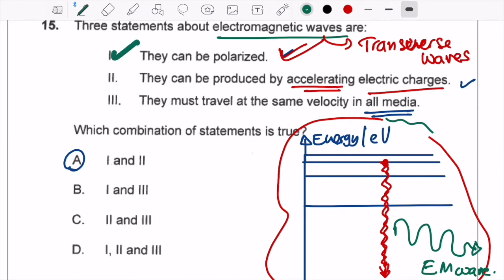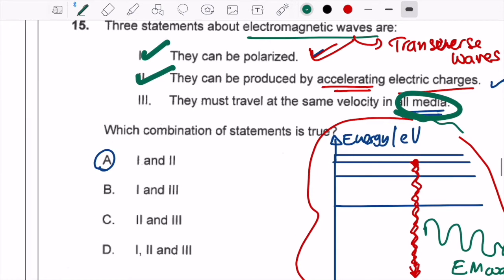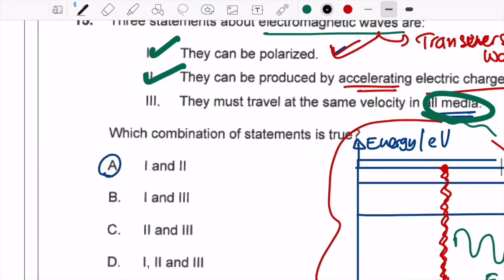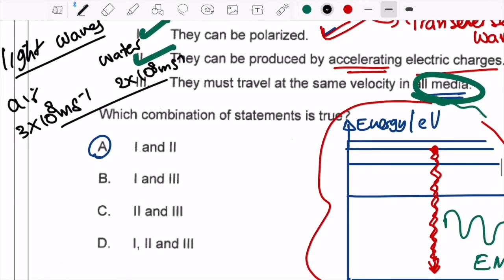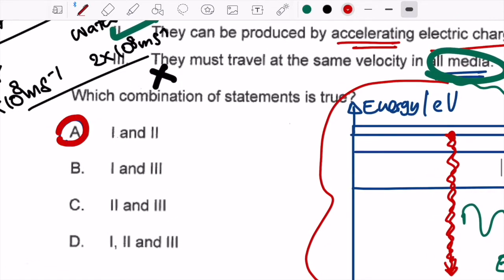They can be polarized, true. They can be produced by accelerating electric charges, true. They must travel at the same velocity in all media. No. Let me give you an example. Let's think about light waves. In air, of course, it travels at the speed of light, 3 times 10 to the power of 8 meters per second. Let's think about water. In water, obviously, this can be 2 times 10 to the power of 8 meters per second. So they don't travel at the same speed in every medium. So this third part, C, is wrong. So now we can analyze. Answer has to be A.